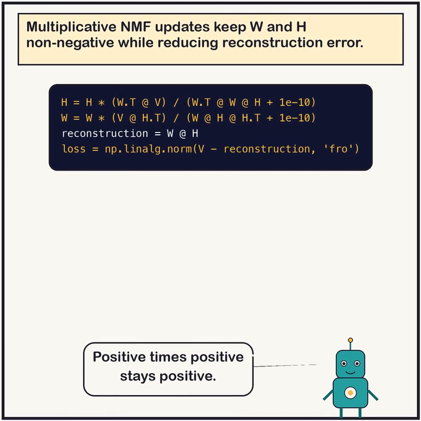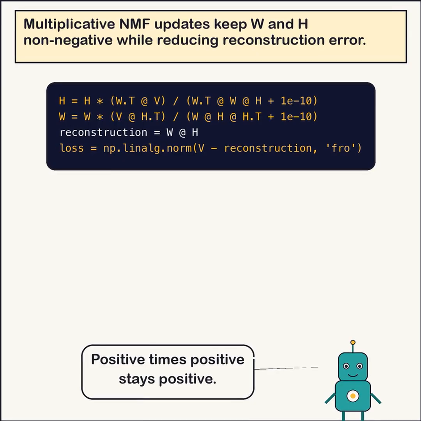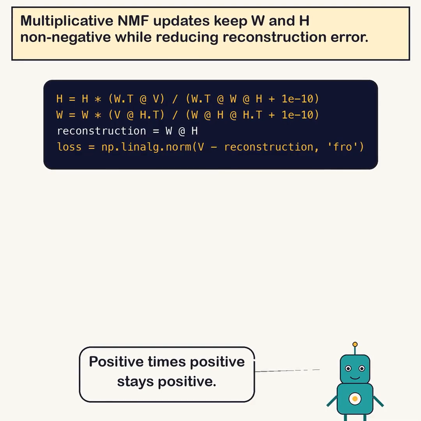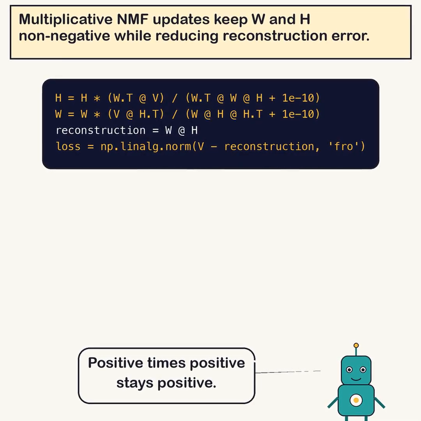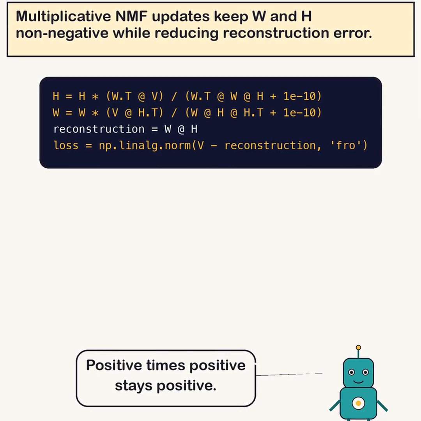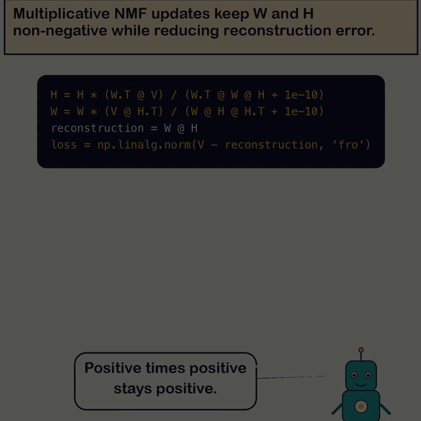The multiplicative update code rescales H and W by positive ratios. The small epsilon prevents division by 0. Reconstruction is WH, and the Frobenius norm measures error. Real-world analogy: multiplicative updates are like adjusting recipe proportions without ever using negative ingredients.